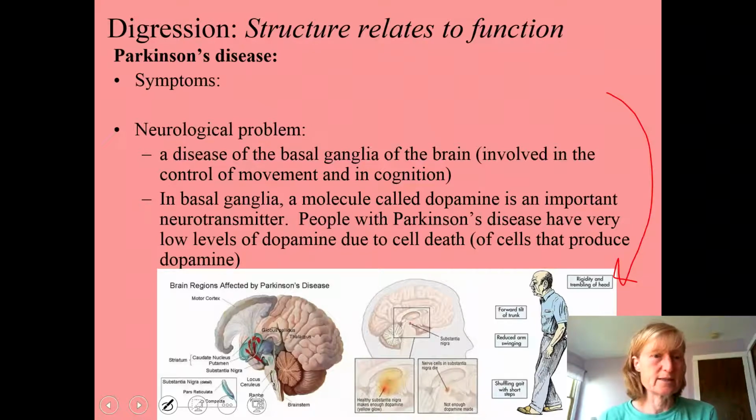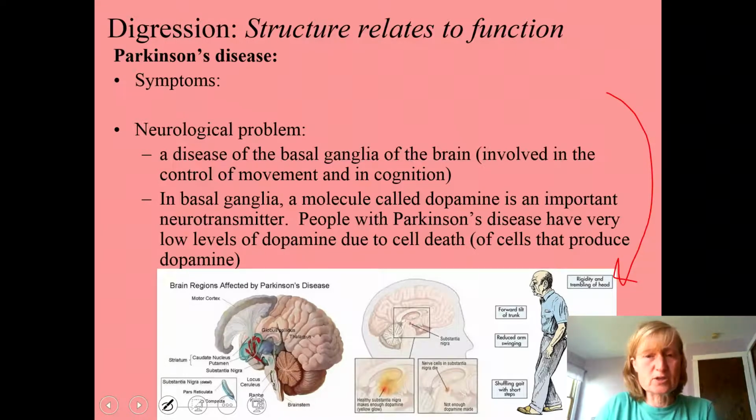What's really going on is there's a problem inside his brain. It's a disease of the basal ganglia of the brain, and that part of the brain is involved in the control of movement and also cognition. And there's an important neurotransmitter in that part of the brain called dopamine. What's happening, we think, with Parkinson's patients, is the cells that make dopamine are dying. So they're making less and less dopamine. And that is why some of these motor-related symptoms show up.